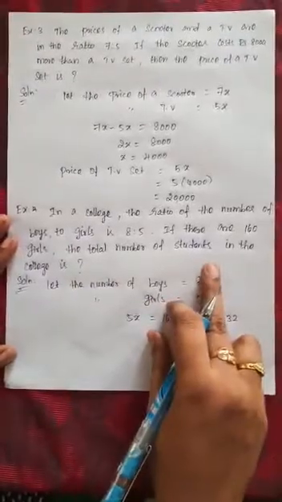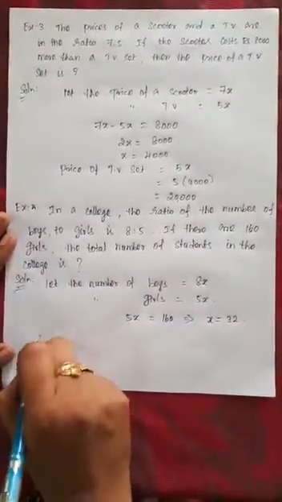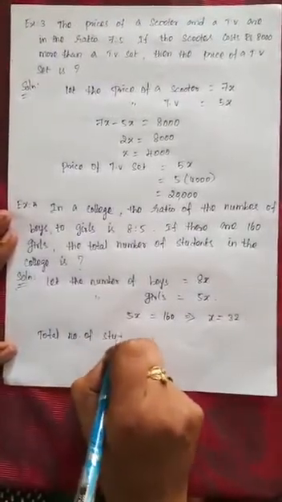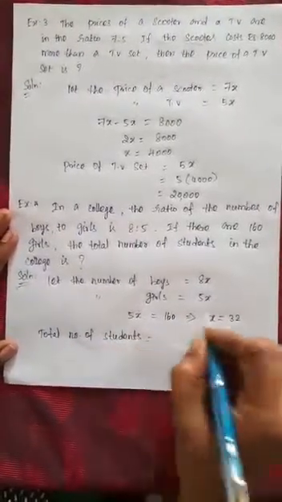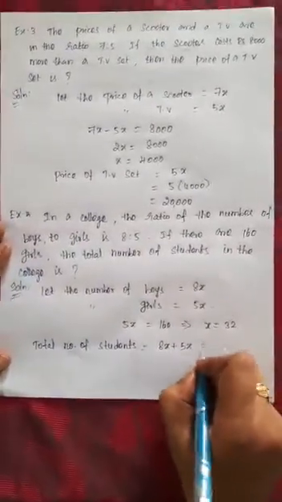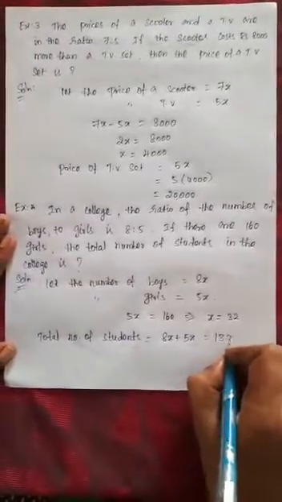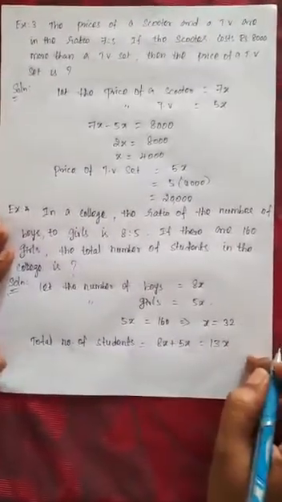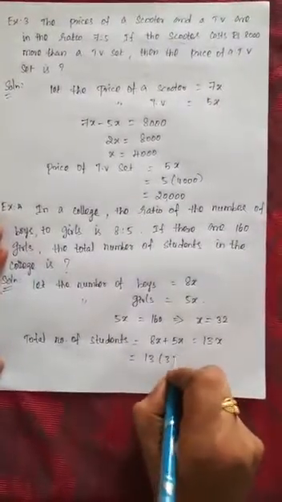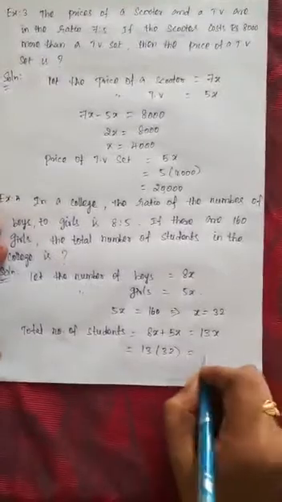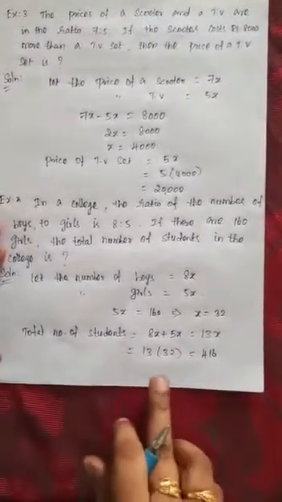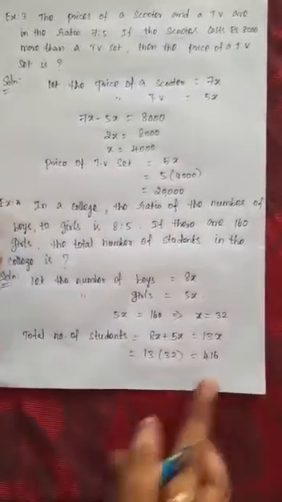Therefore, the total number of students is equal to the number of boys plus the number of girls, which is 13x. We know the value of x, 32. Substitute here. So 13 into 32 is equal to 416. So the total number of students is 416.